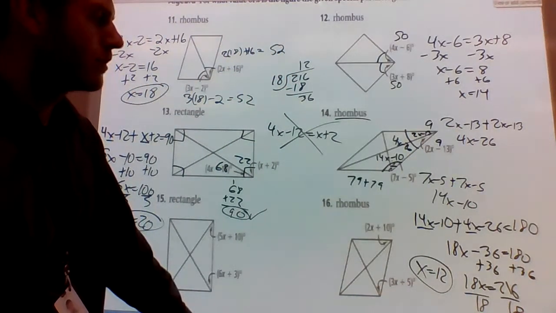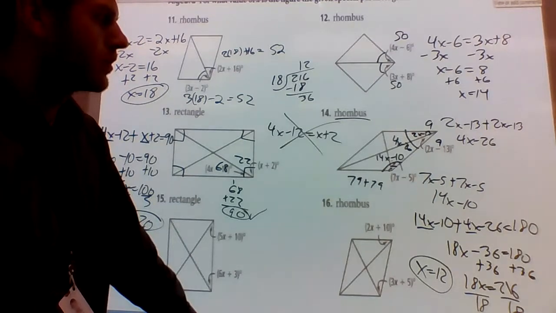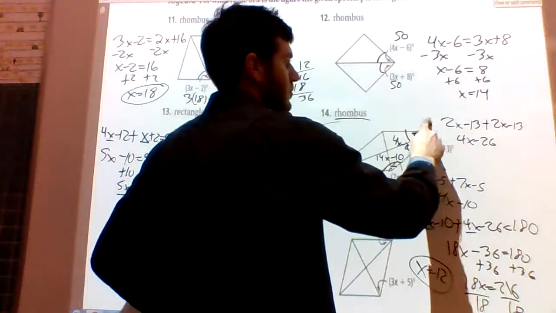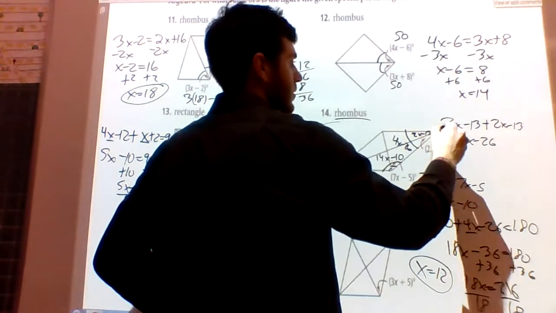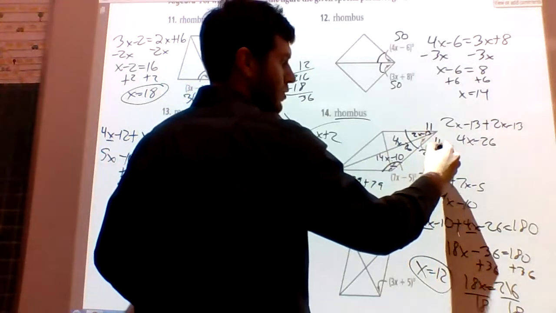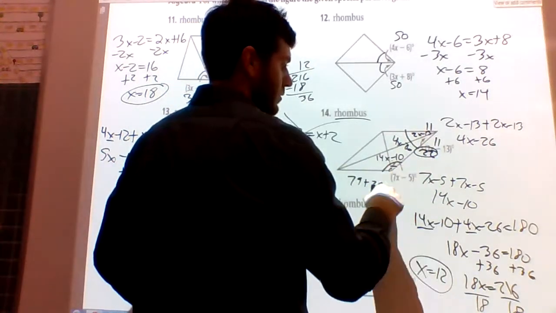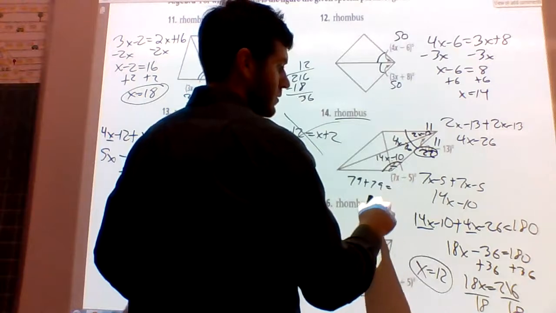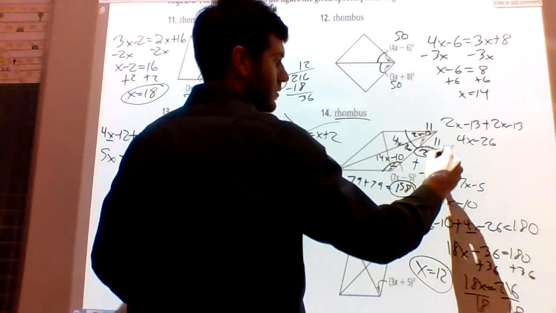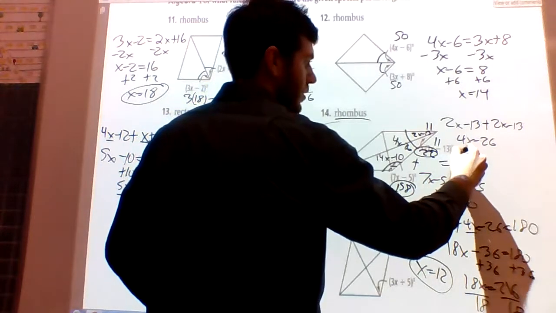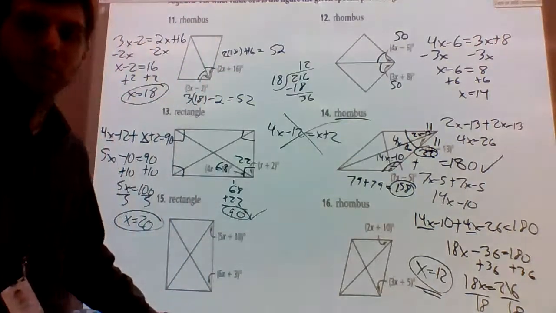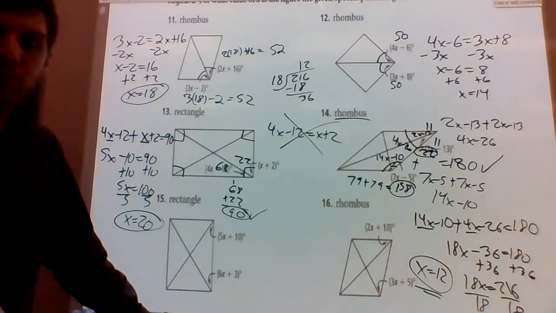Wait. 24 minus 13 is 11. Okay. So that's 11 and 11. So this whole thing is 22. This whole thing is 79 plus 79, which gives us 158. So 158 plus 22 gives us 180. So we're good. X is going to be 12.